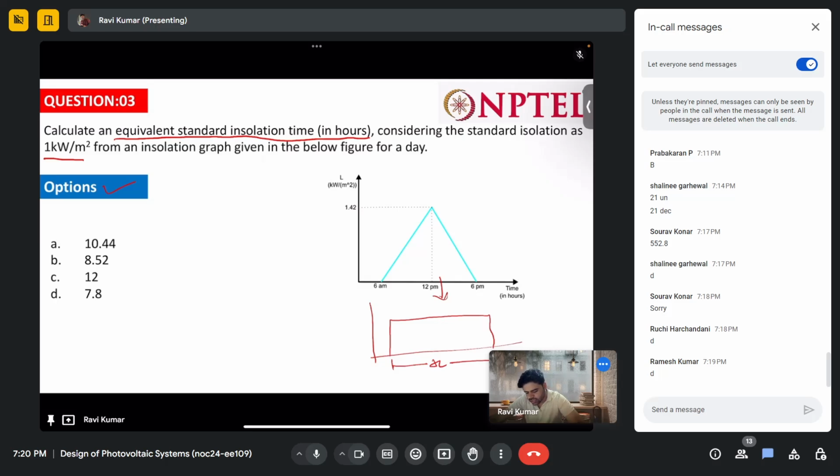This is the current situation. Irradiance is increasing and decreasing. But we want the equivalent in standard insolation time, the same standard insolation when we have only 1 kilowatt per meter square. So you need to calculate this x. How will you go for it?